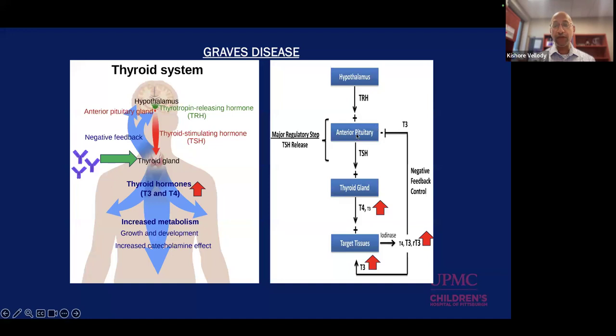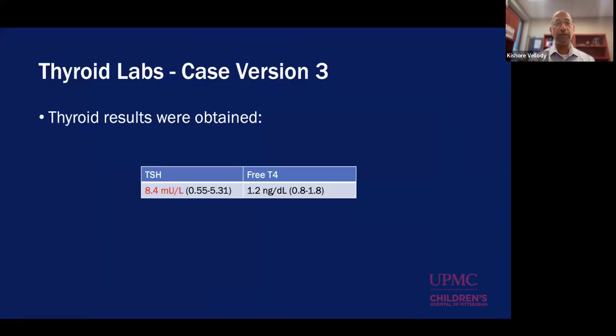And rather than what we saw before, this is actually going to suppress the pituitary, because the pituitary is going to see a lot more T3, which is going to make it think that we have too much, which is going to suppress the TSH. So this is why in hyperthyroidism, or overactive thyroid, we're going to see a low TSH and a high T4. And so that's why we see that here.